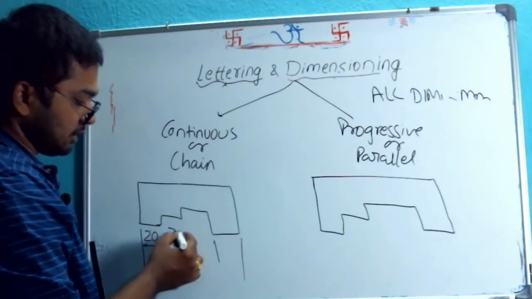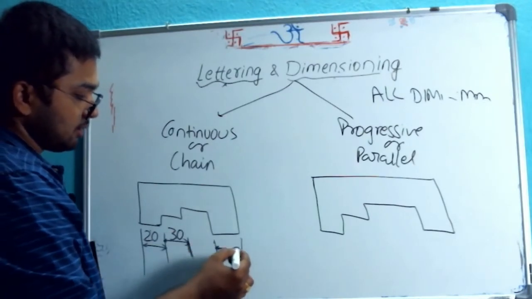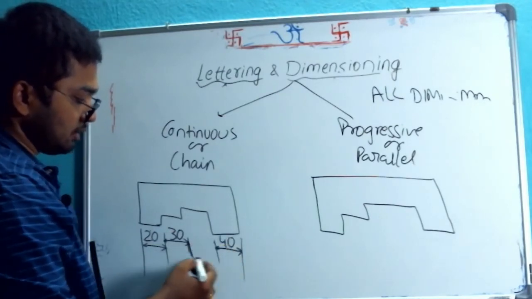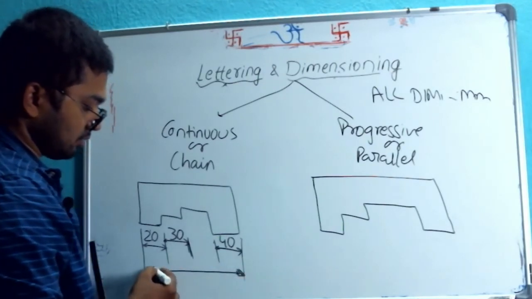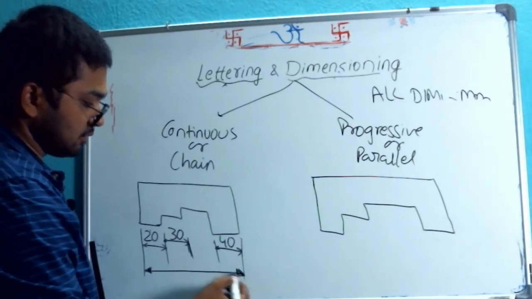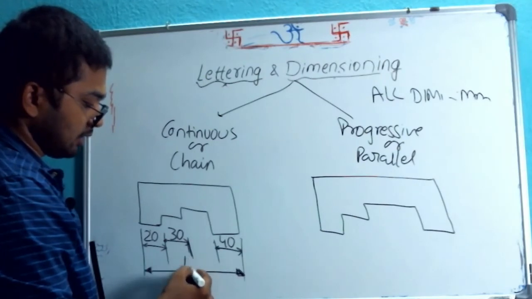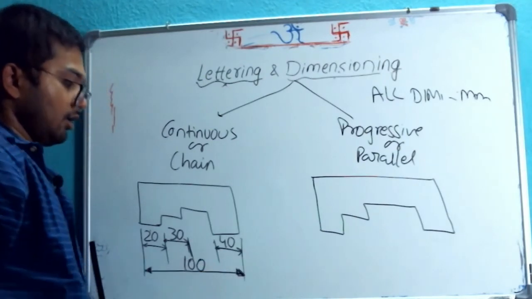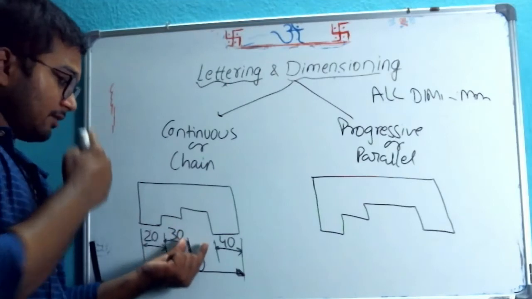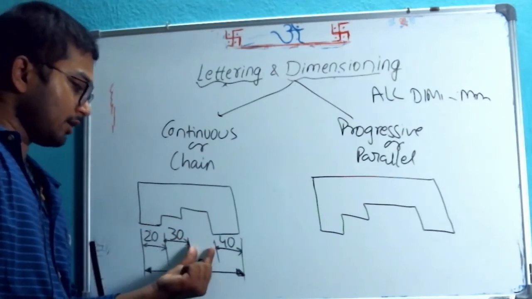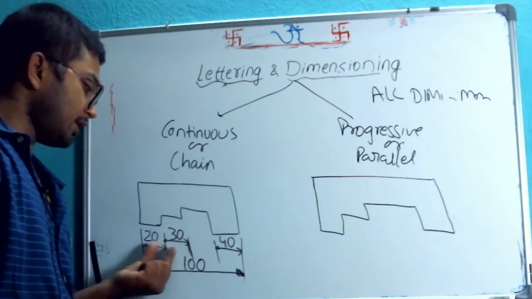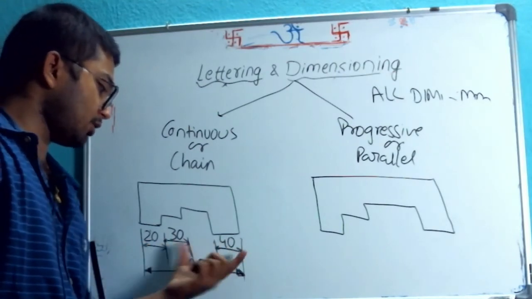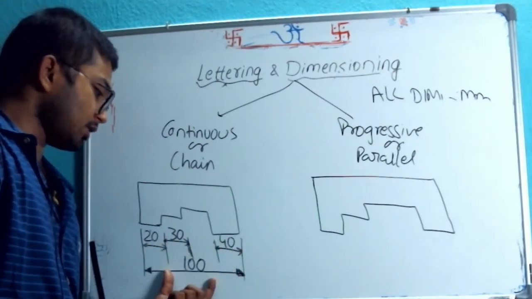This part is 30. This part is 40. And this total part is 100. Automatically it says it is giving indirect. You might be saying I am not giving a dimension for this, but yes, I have given it indirectly. This is 20, this is the total 50, and here 40, total is 90. And this one total is 100.